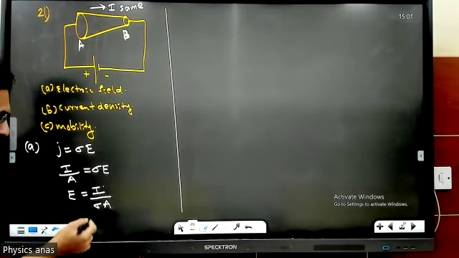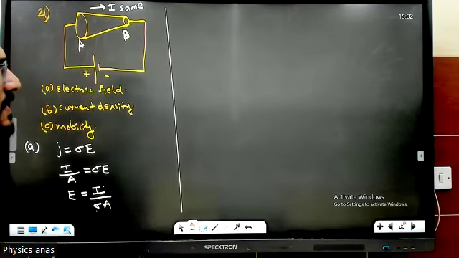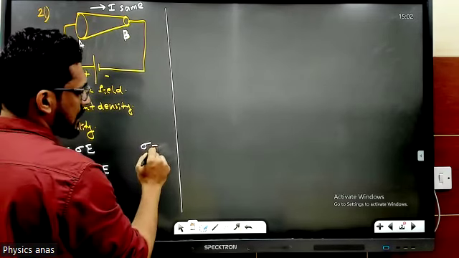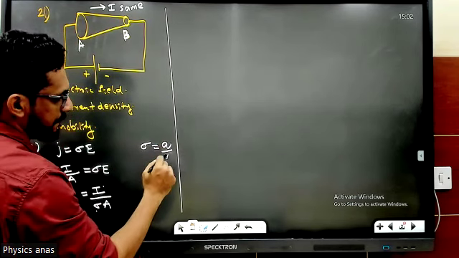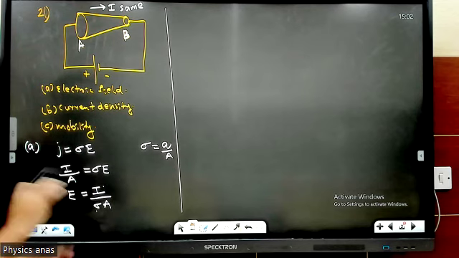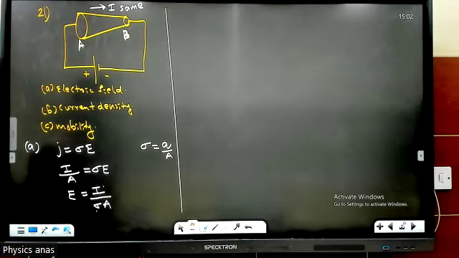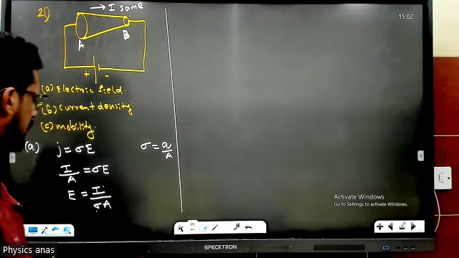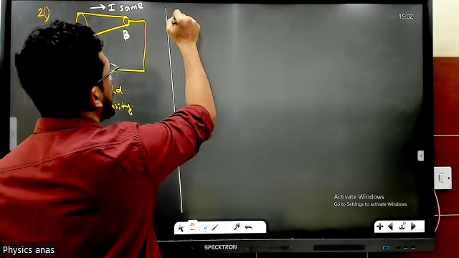Now the current is the same, and sigma is, sorry, the surface charge density. Surface charge density sigma is equal to Q by A. Let's imagine this surface charge density is the same. Then you can simply find the relation between E and area.